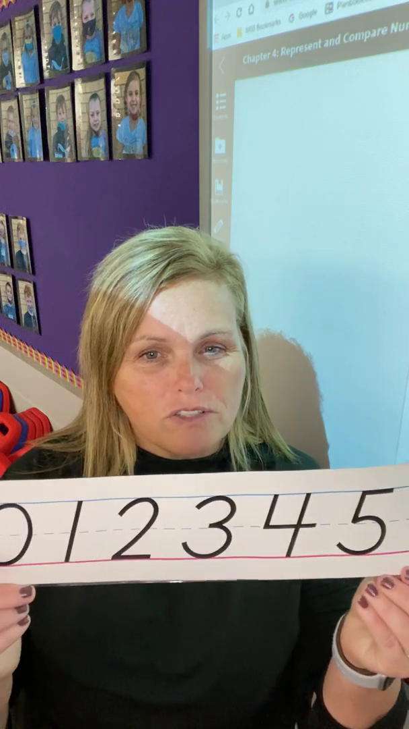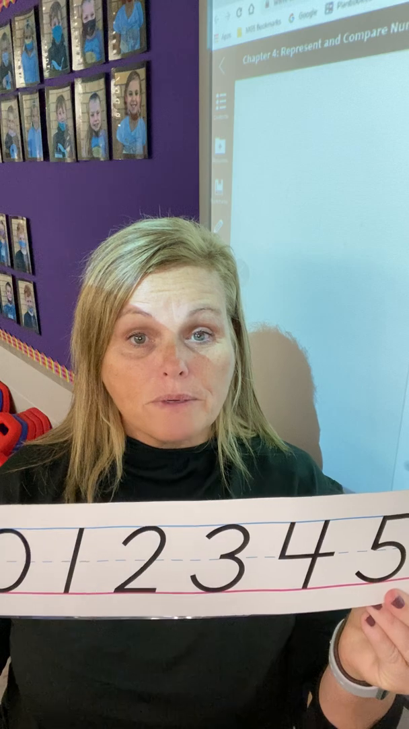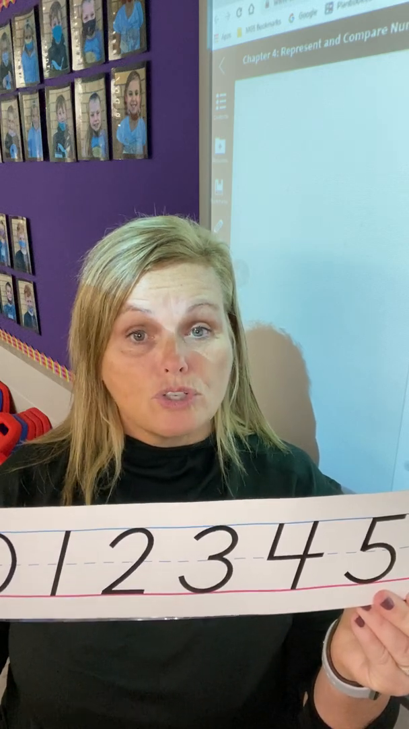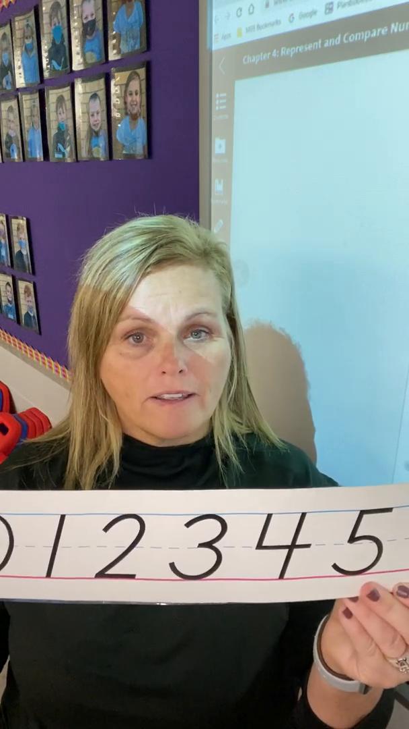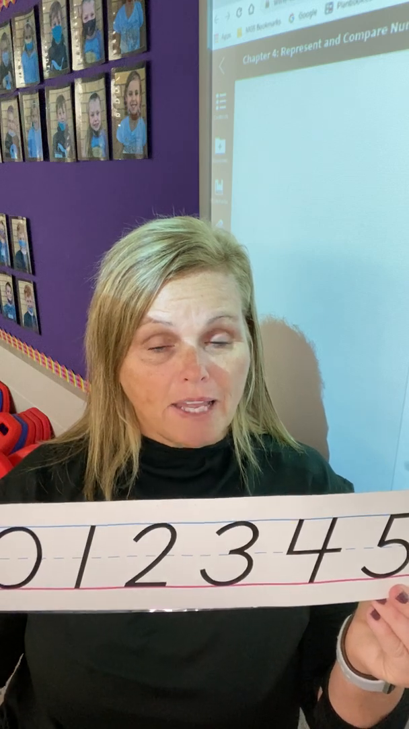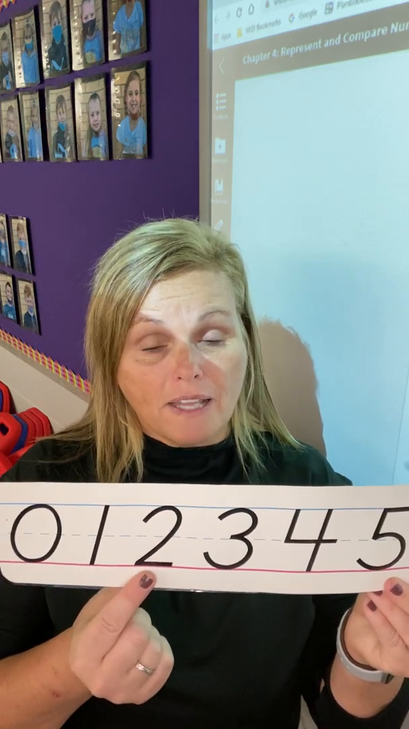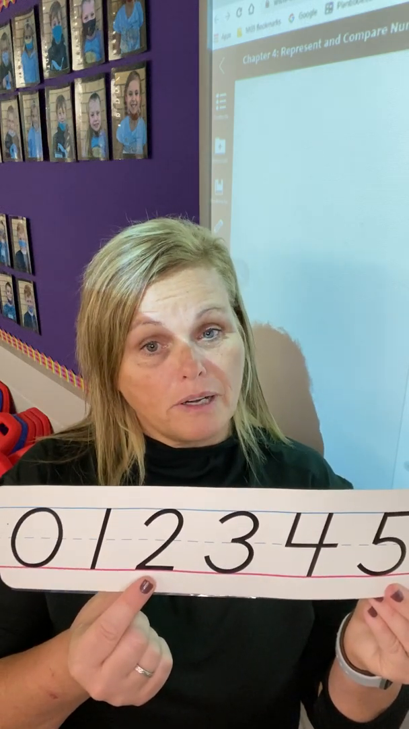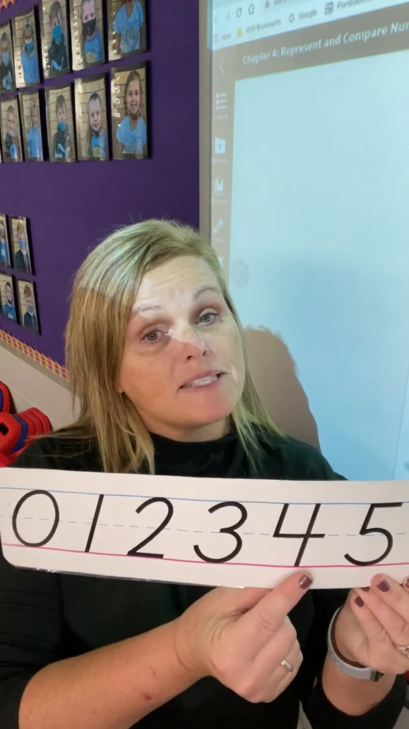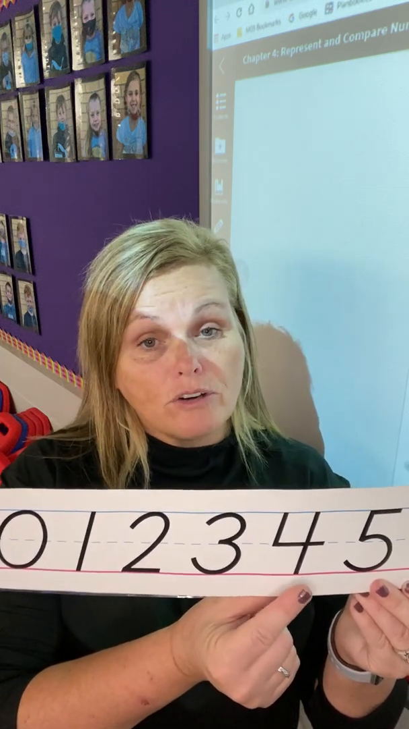Well, let's do an example. I'm going to start with just from 0 to 5 here because you can see that in the screen. If I were to compare the numbers 2 and 4, can you find 2 and 4 on my number line? Whichever comes first in our number line means that's the smallest number. And whichever number comes second would mean that would be the greatest number.